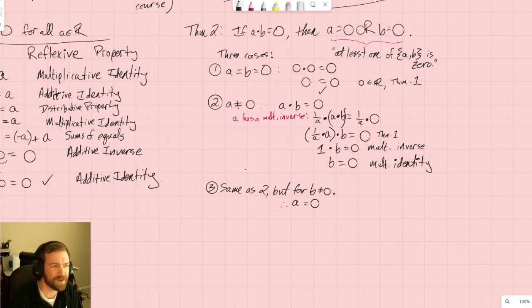All right, and theorem 2 ends with number 3, which is going to be the same as number 2, but you're assuming first that b is not equal to 0, and then therefore it proves that a must be equal to 0. So if a is not 0, b must be, and if b is not 0, a must be. So those are our 3 cases for theorem 2. This is what's known as the zero product property.